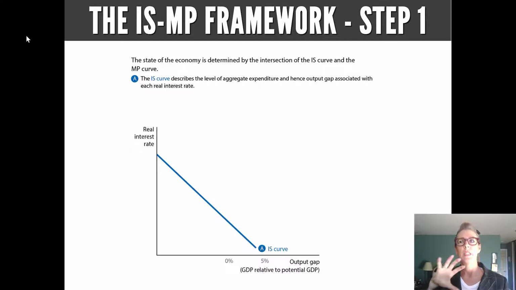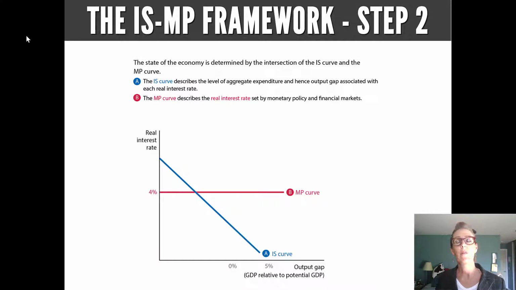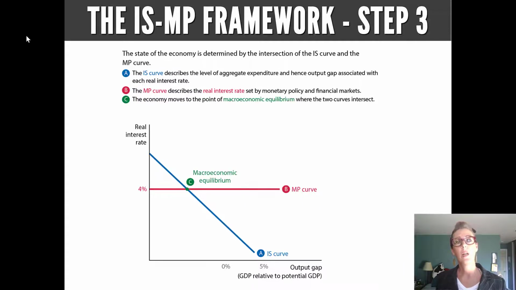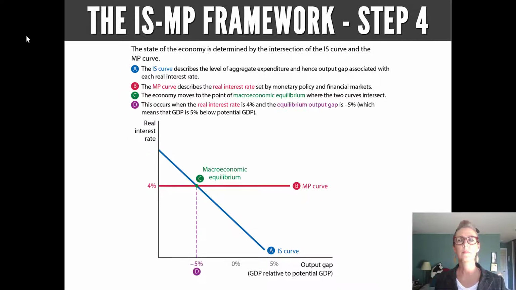Step 1, we have the IS curve. Step 2, the MP curve. Putting it all together, macroeconomic equilibrium happens where the IS curve crosses the MP curve. And that macroeconomic equilibrium determines where we are on GDP.